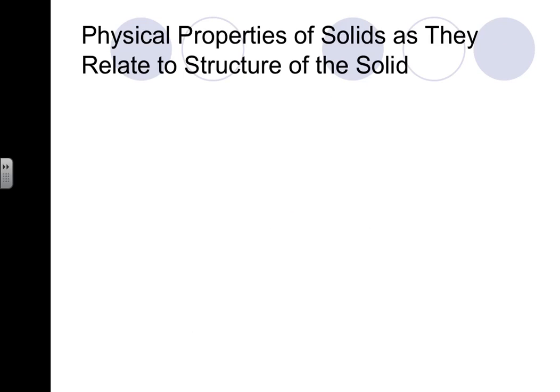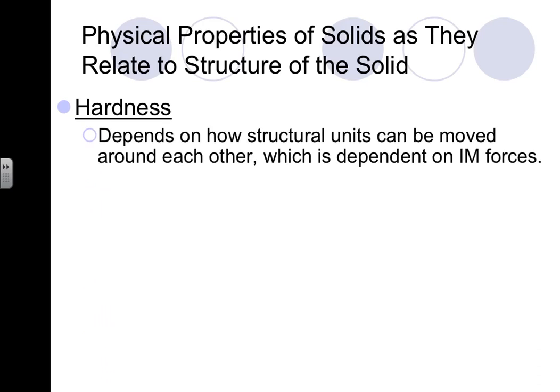Okay, so next, in talking about physical properties and how they relate to structure, we're going to talk a little bit about hardness. It's pretty clear what the word actually means, but maybe something you don't recognize is that the hardness of a chemical or of a solid definitely depends on how structural units are put together. And in fact, it depends on how structural units can be moved around each other, which is dependent on intermolecular forces.